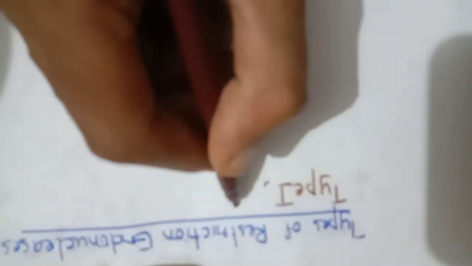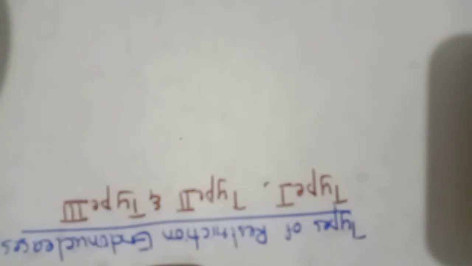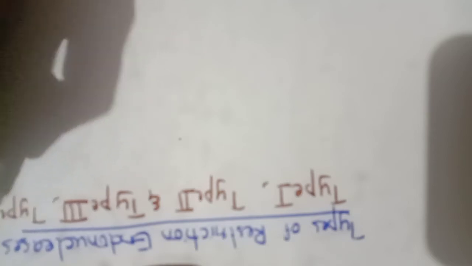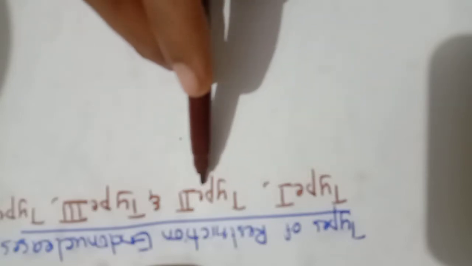One is type 1 restriction endonuclease, type 2 restriction endonuclease, and type 3 restriction endonucleases. Okay, and there is now a newly added one, that is type 4 restriction endonuclease. The most popular types are type 1, type 2, and type 3 restriction endonucleases. Okay, and these endonucleases are classified based on specific characteristics or properties.